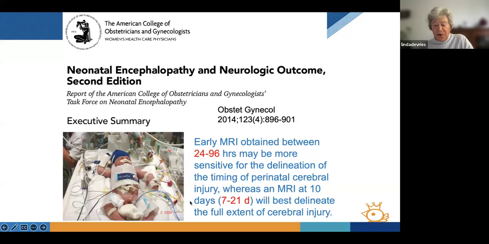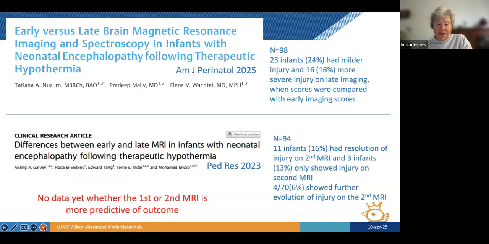And also many of our babies would either be transferred back to the local hospital, or even the ones that were not so severely affected will already be home. So it's also not very practical. There have been a few papers recently, one by Terry's and Mohammed's group, and another one that was just published in the American Journal of Perinatology, showing that doing 2 MRIs is better. They both have about 100 babies.